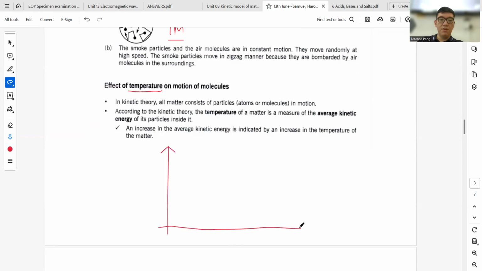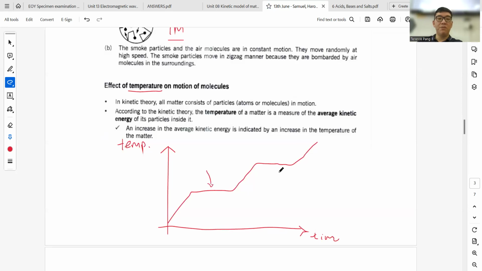Okay, so if you're heating something, for example, let's say you're heating up water, or any particle for that matter, you will get a curve that looks like this, based on the temperature versus time graph. So basically the temperature will increase until it remains constant, and then increase again and remain constant.